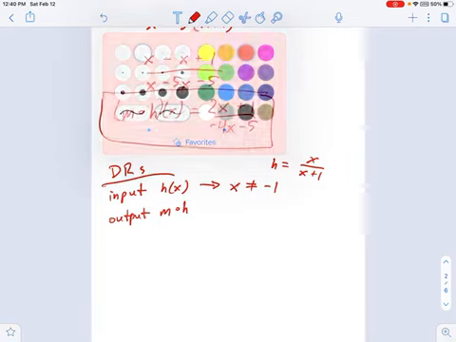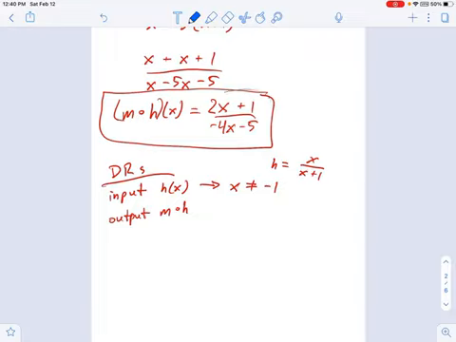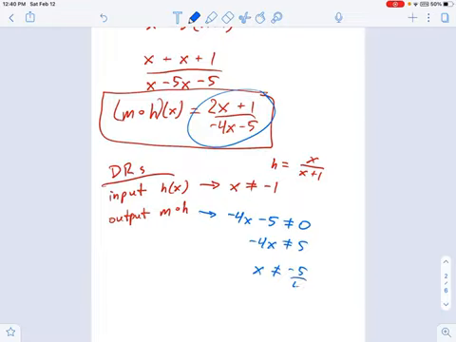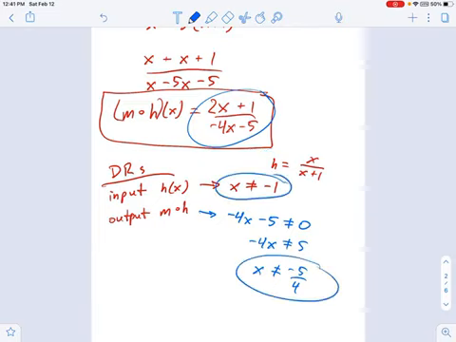And then if I look at the output, that one's more complicated. If I look at the output, here, let me switch colors for a moment. This guy tells me that negative 4x minus 5 cannot be 0. So that's negative 4x cannot be 5, which is x cannot be negative 5/4. So here are my two domain restrictions. This one and this one.